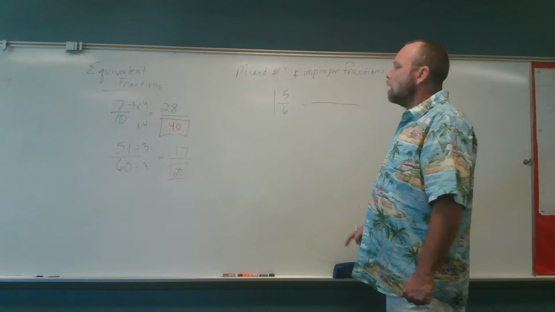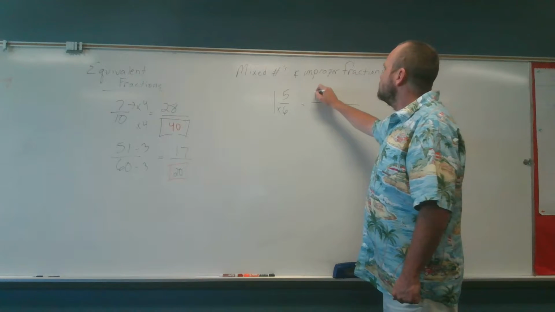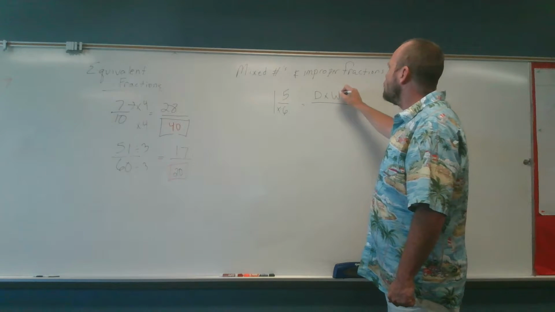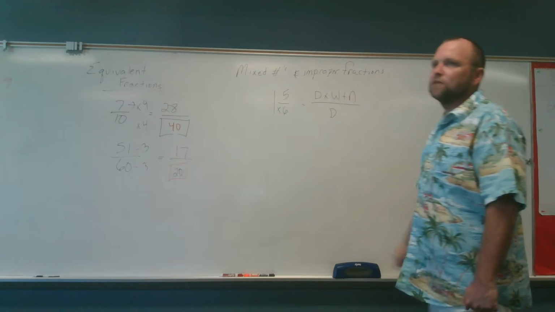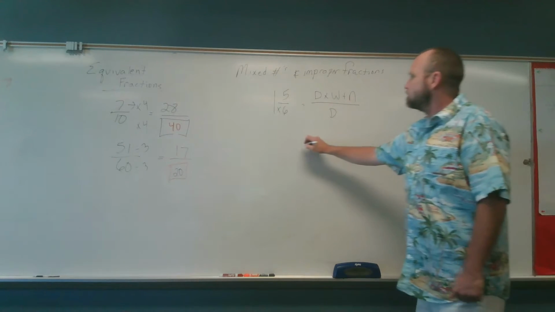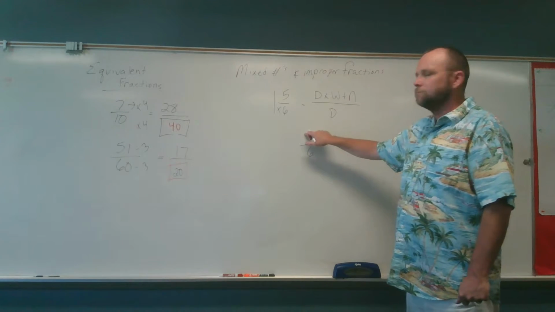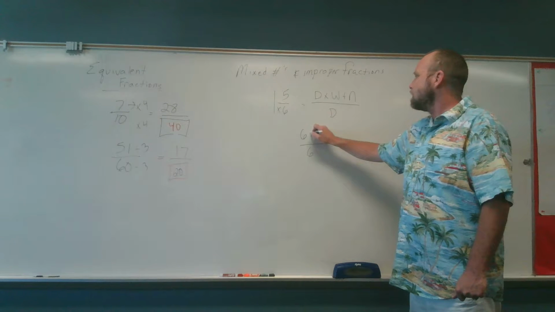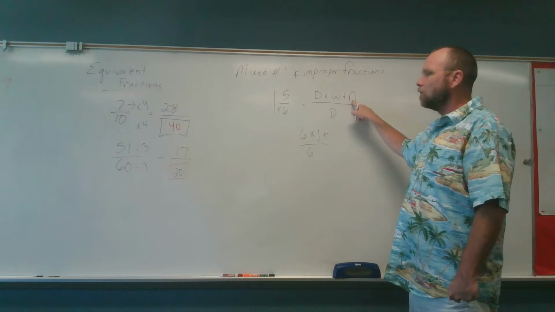Divide. Awesome. We're going to multiply the denominator times the whole number plus the numerator, and that's going to stay over the same denominator. So it's going to stay as a 6 here. What is my denominator? 6. Times, what is my whole number? 1. Plus, what is my numerator? 5.